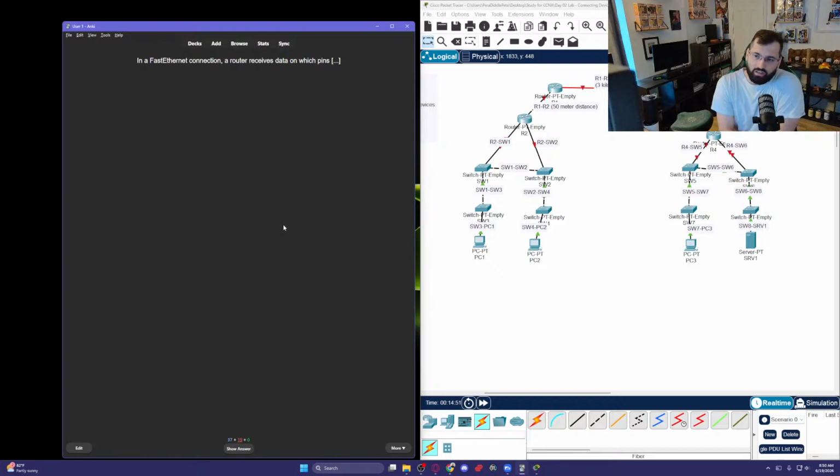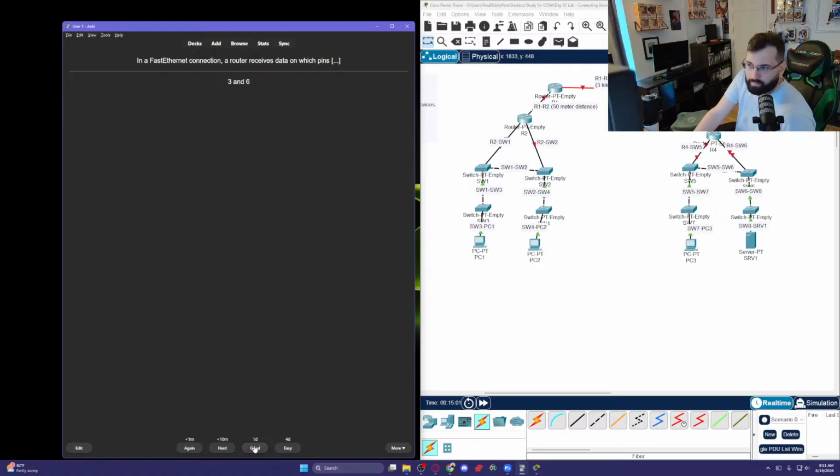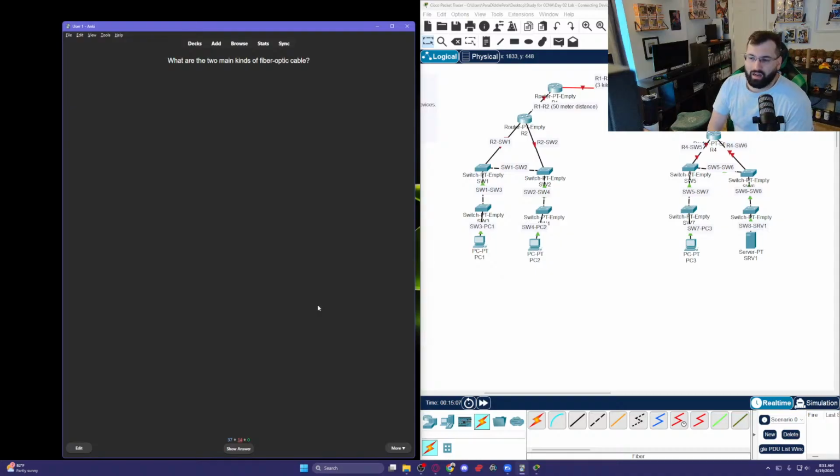In a fast Ethernet connection, a router receives data on which pins? 3 and 6, but in a fast Ethernet connection, it shouldn't matter. I think 3 and 6 is like the standard now. What are the two main kinds of fiber optic cables? Single mode and multi-mode.